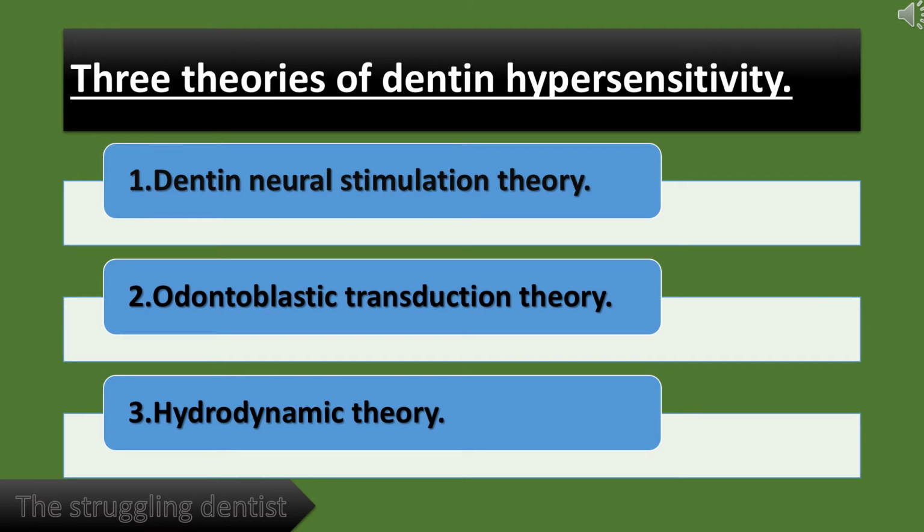There are three theories which explain dentin hypersensitivity, of which two are rejected. The first one is the dentin neural stimulation theory, which is a rejected one. The second one is the odontoblastic transduction theory, which is also a rejected one. The third one, which is the most accepted, is the hydrodynamic theory. We will discuss them one by one.